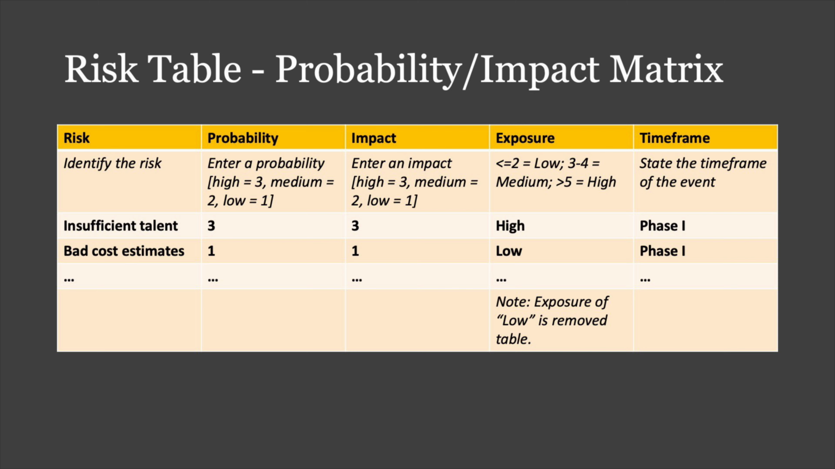And of course, you would do that for every single risk that you identify. And in this particular example, I put a note at the very bottom of the exposure column that if something is labeled low, so bad cost estimates, for example, probability of 1, impact of 1, exposure is less than 2, or 2 in our case, that would be low. And then the time frame is phase 1. But since the exposure is low, I would remove this from the risk table. It's not a risk that we need to be concerned about, and we can focus and measure the risks that are of greater concern to us.